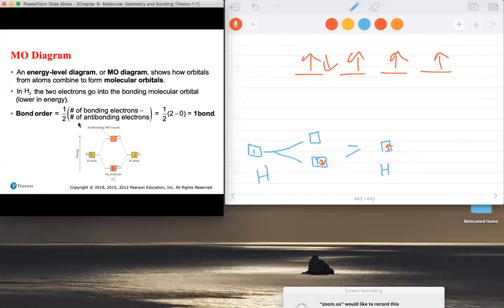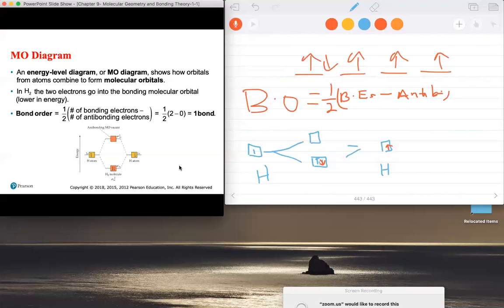In order to determine how many bonds are formed, we use what we call bond order. Bond order, abbreviated BO, is given by half of the number of bonding electrons minus the number of antibonding electrons.